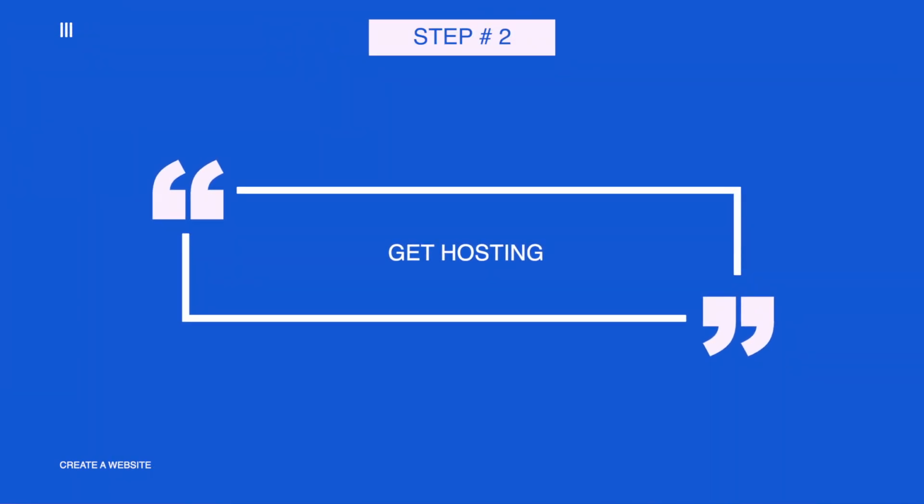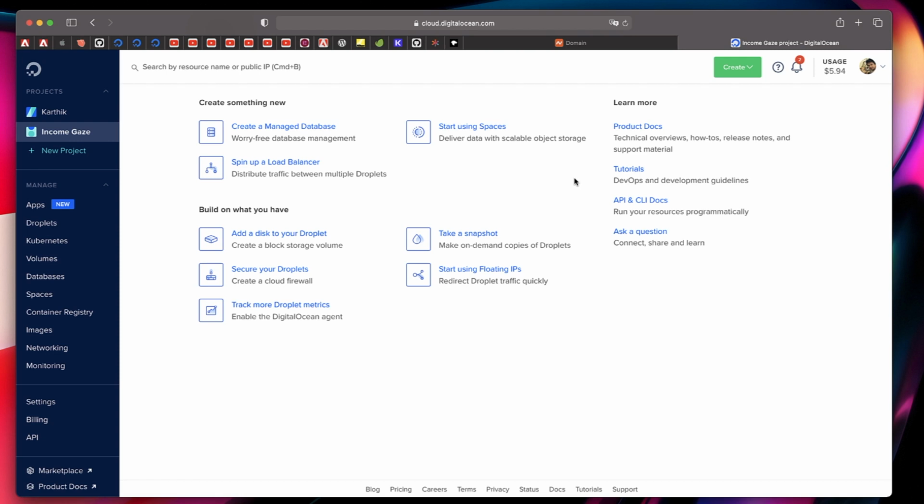Now with step 1 out of the way, move on to step number 2, which is to get our hosting. Right click on second link in the description and open it in a new tab, and you'll be taken to this website called DigitalOcean. Sign up for free, provide your credit card information and government ID, and then you'll be allowed to create your first project.